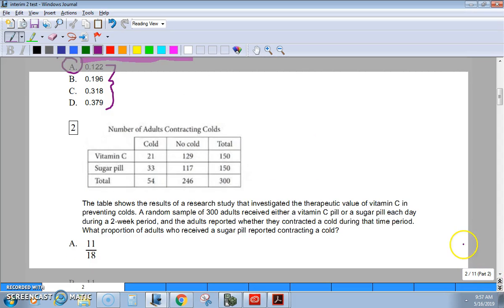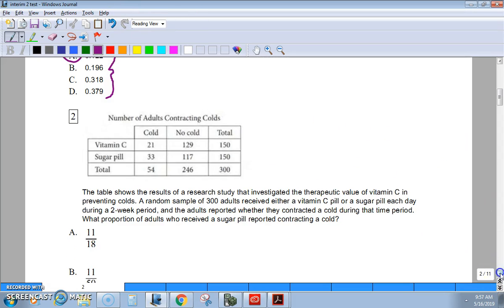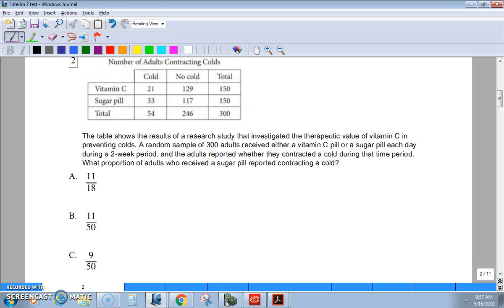And the second one is a similar problem, except that our denominator for this one is not going to be the entire amount of surgeons. It's only going to be the total number of people that took the sugar pill, because it says what proportion of adults who received a sugar pill, so that's my denominator, 150, reported contracting a cold, so my numerator is going to be 33. Of those people, how many got a cold?